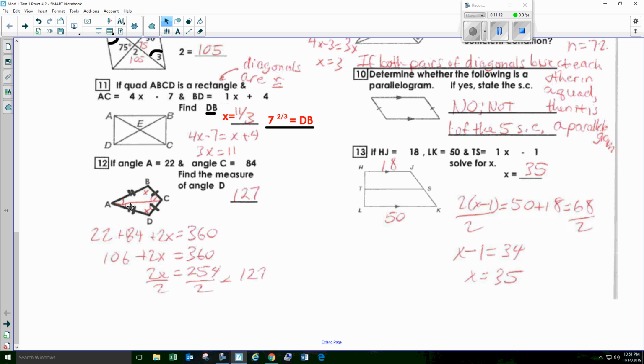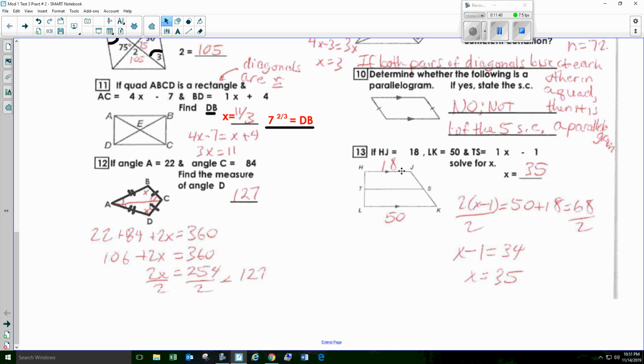But another way you can do it as well is, since I have that angle 22 right there, that angle 84, and these have to be the same. So X plus X is 2X. Then I have all the interior angles of a quadrilateral, which is 360 degrees, not 180. Then I just combine like terms in pre-algebra from here on out. Combine like terms, solve for X, and you get 127. So two different ways of doing that one.